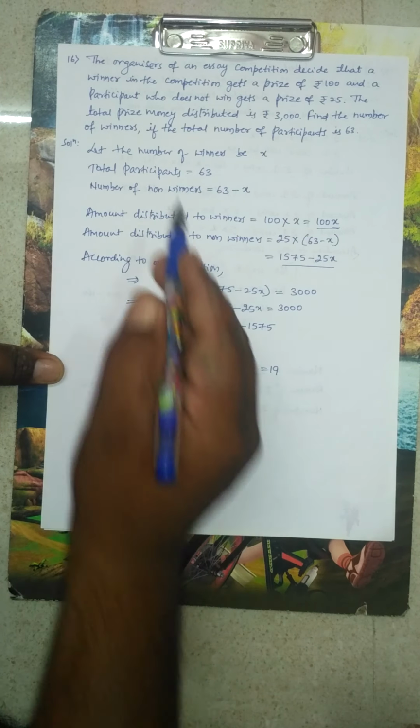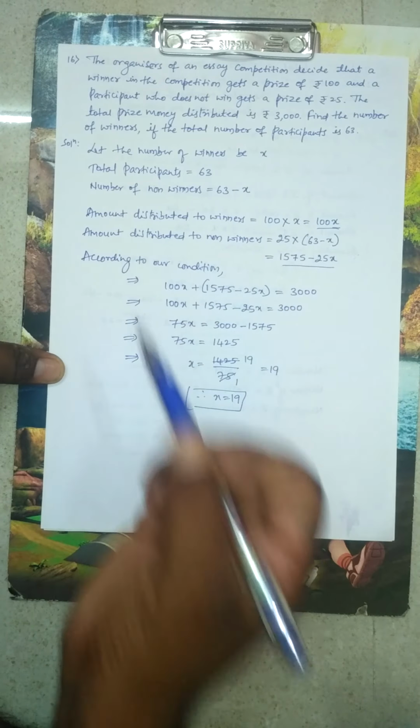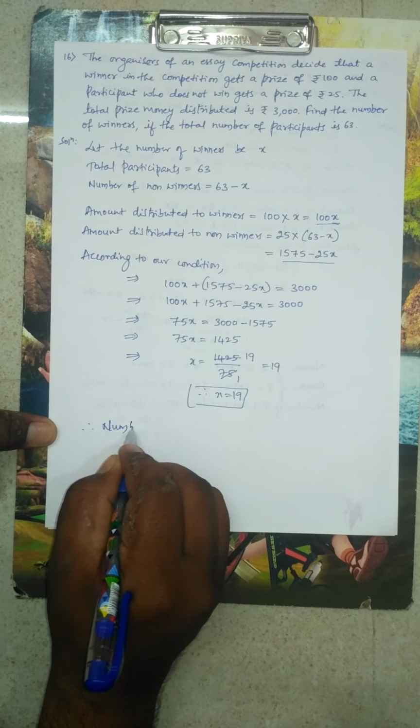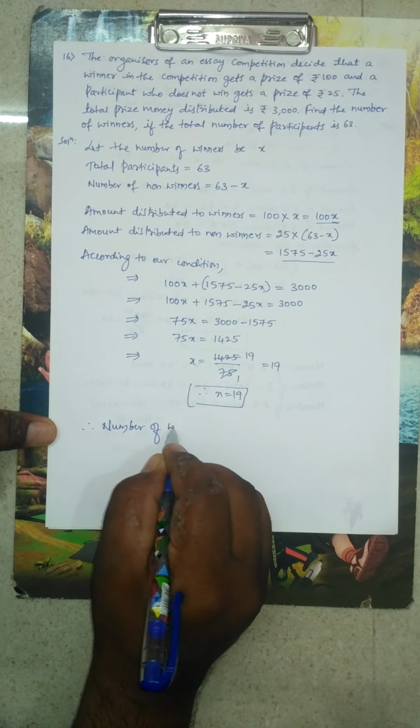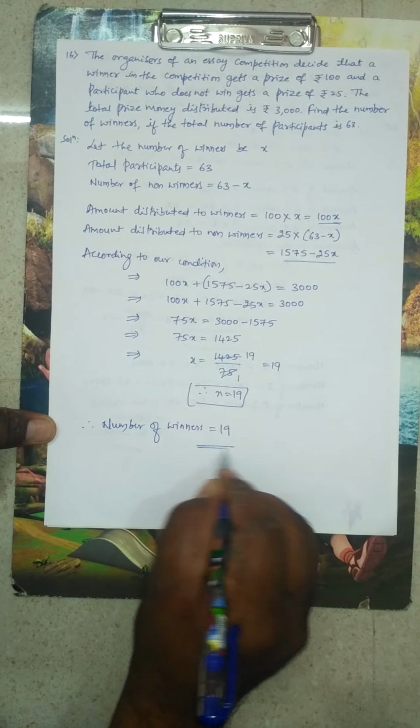So what is x here? The number of winners. What is he asking to find out? Find the number of winners. So therefore the number of winners is equal to 19. This is our required solution.